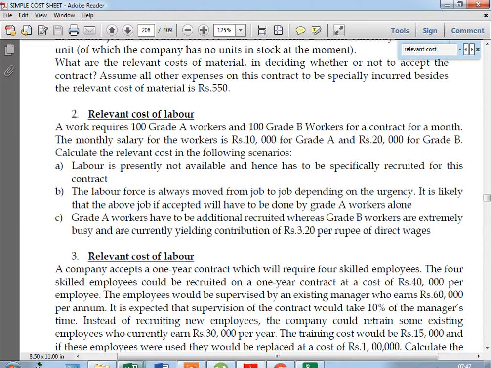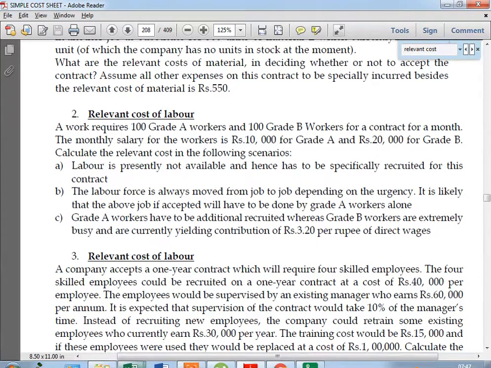Below that, relevant cost equals 100 into 10,000 plus 100 into 20,000. Clear? Any doubts on this?